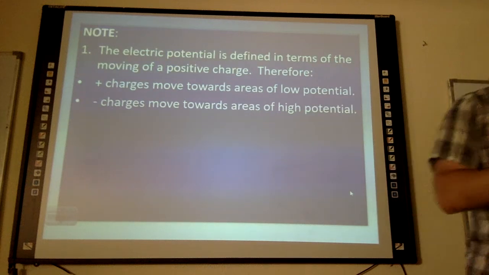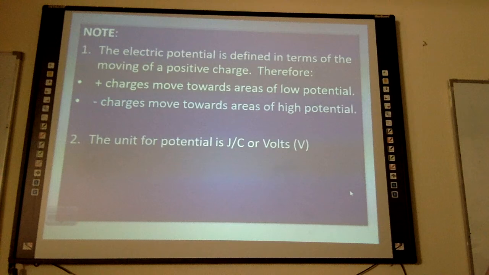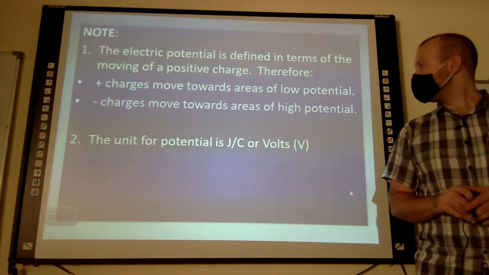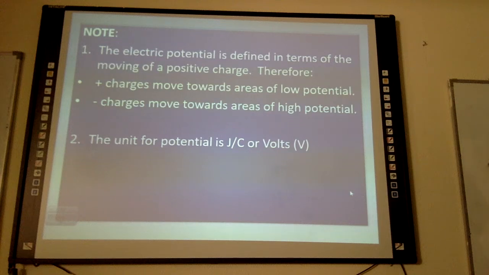Well, we just talked about positive and negative charges instead of dealing with potential. So the unit for potential is joules per coulomb, or volts. Joules per coulomb, or you can say volts, it doesn't matter.